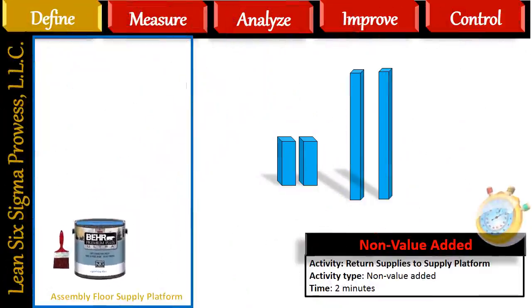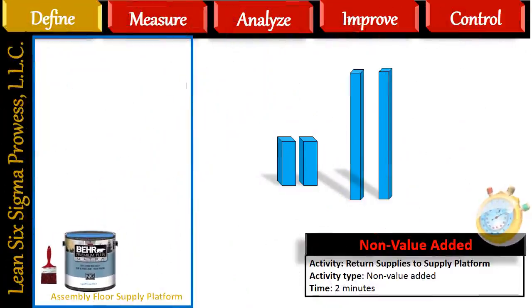Activity, return supplies to supply platform. Activity type, non-value added but necessary. Time, 2 minutes. This is a non-value added step. However, it is necessary to store certain items such as tools, supplies, and materials close to the workplace for easy retrieval. This is an example of point-of-use storage.